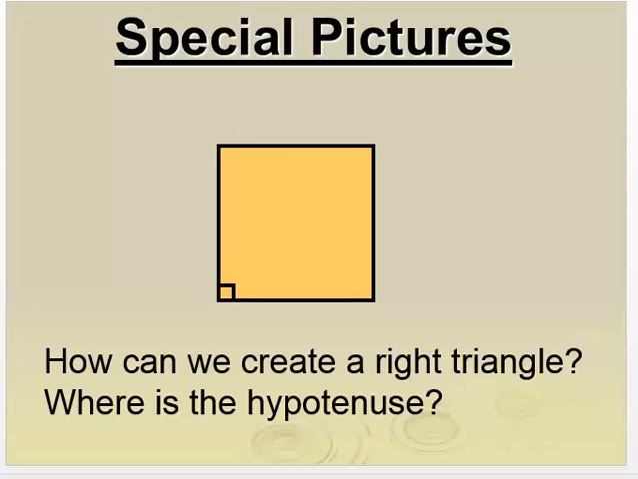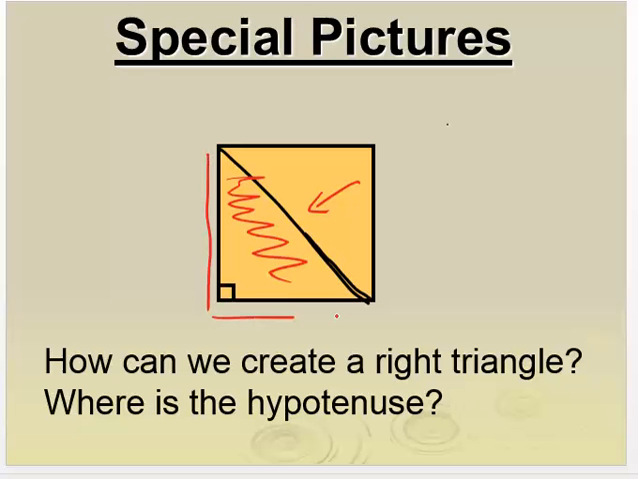Let's look at a couple special pictures. Looking at our square, how can we create a right triangle? We're going to draw the diagonal in. And where would the hypotenuse be? The hypotenuse would be the diagonal that we drew in. Now we have a right triangle. So if I had the sides of the square, and remember the sides are the same, we could use the Pythagorean theorem to find the length of the diagonal.